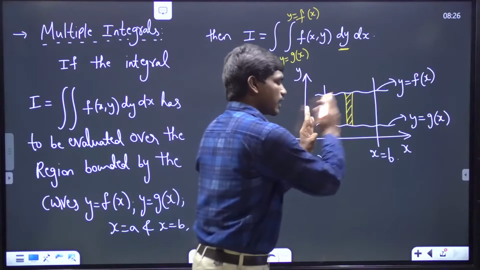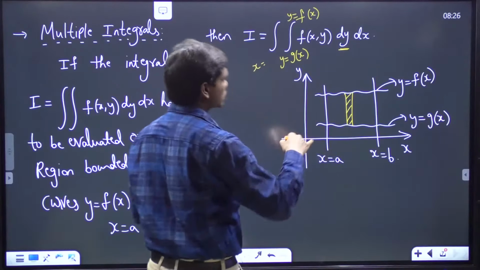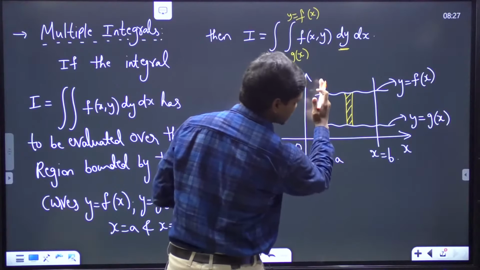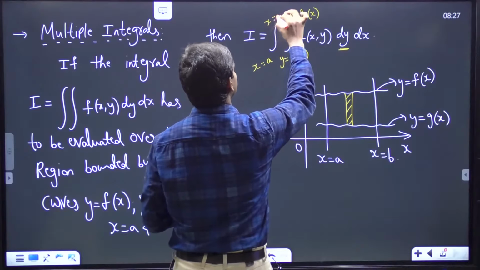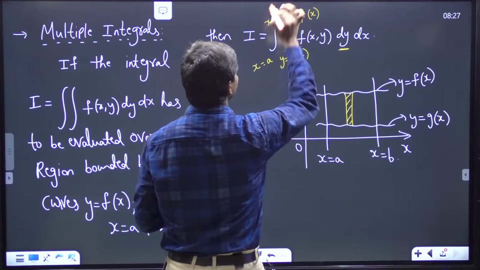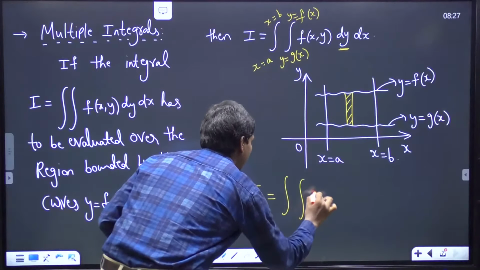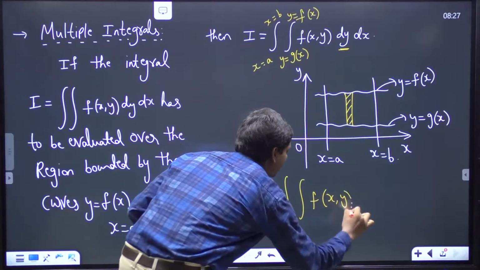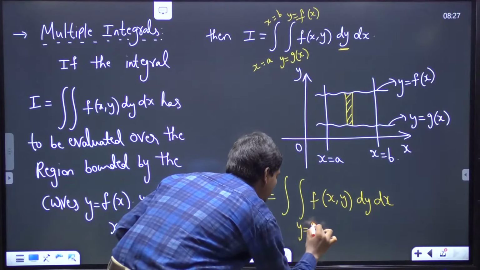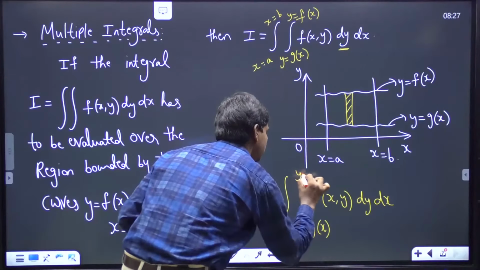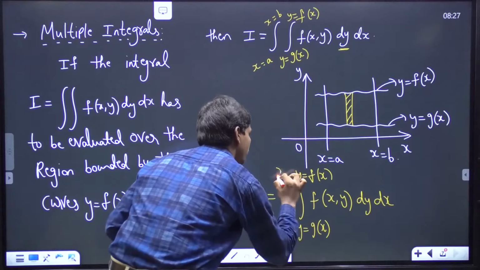Now what about x limits? Now x limits have to be constants, because these are the outermost limits of integration. So if you see, x is changing from x is equal to a to x is equal to b, so that's what you write here. Okay, so basically this I can be evaluated as the integral of f of x comma y dy dx. Y is changing from g of x to f of x, and x is changing from a to b.